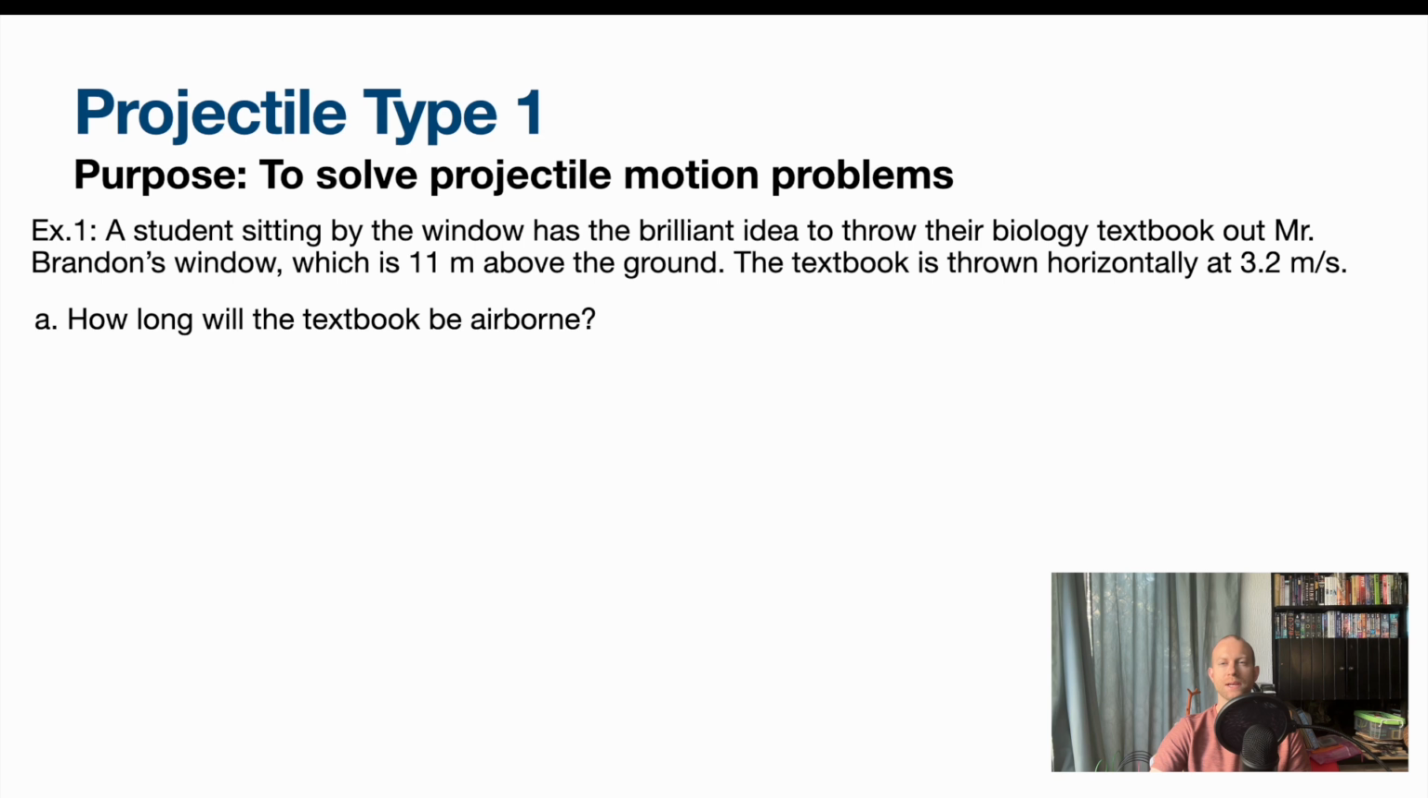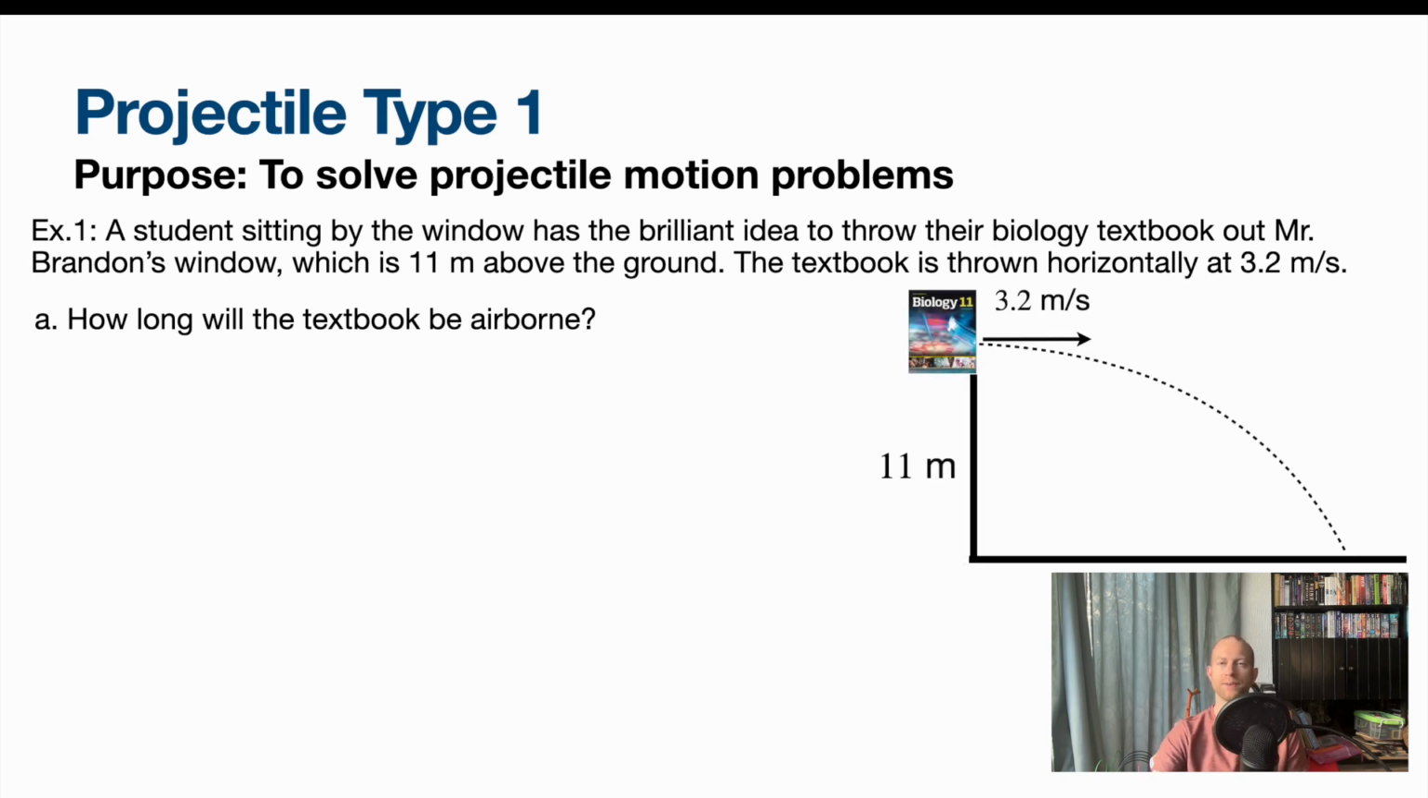Let's do an actual example here. So we've got a student sitting by a window who has a brilliant idea to throw their biology textbook out my window, which is 11 meters high. I did not measure that, I guessed. The textbook is thrown horizontally at 3.2 meters per second. First part, how long is it in the air? What's the time? Here's our situation, biology 11, out the window.